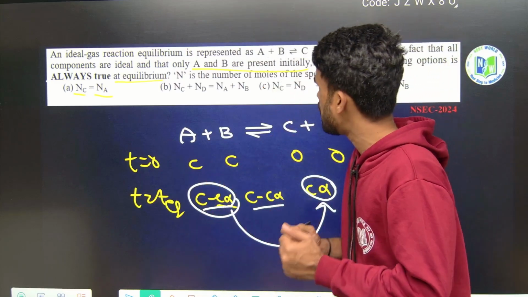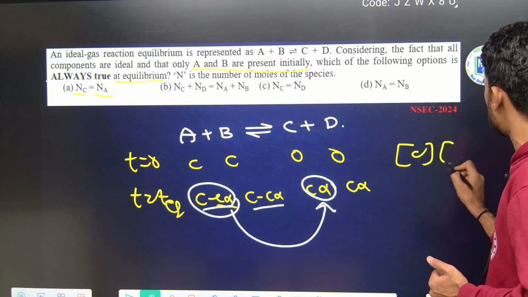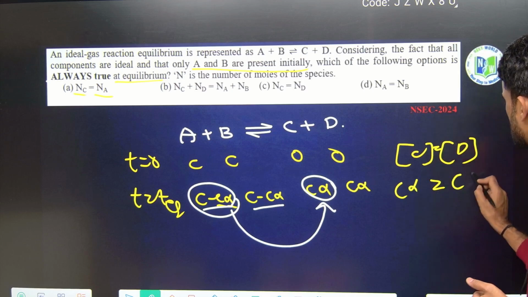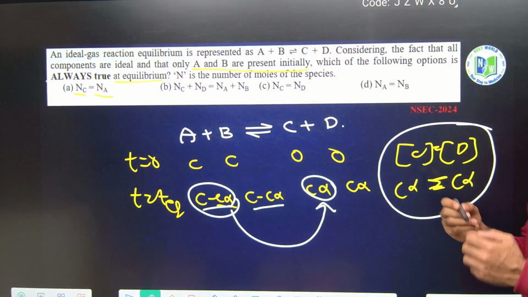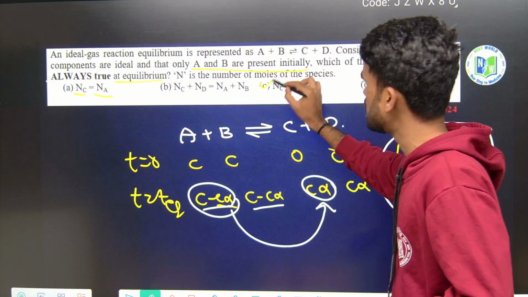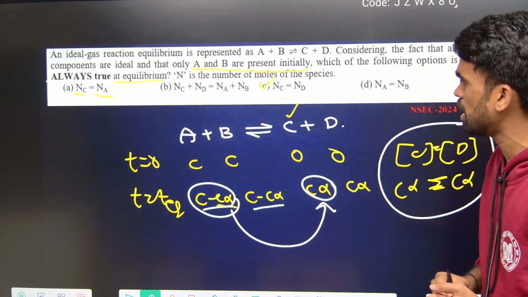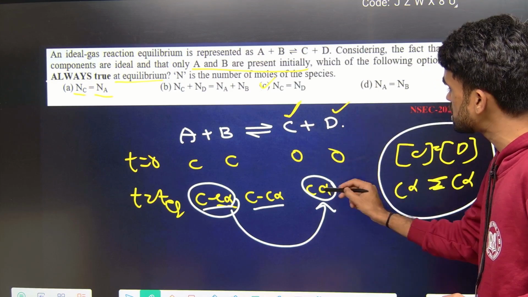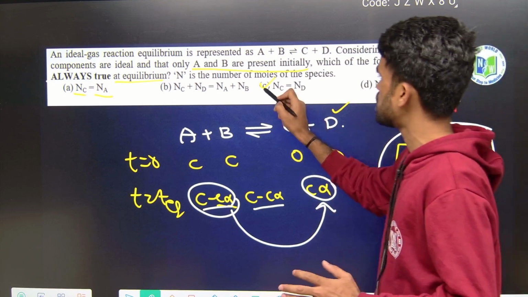But if you observe, the concentration of C and the concentration of D have the same value. This one has C alpha and this one also has C alpha. This can be true in all cases, at all times, which means the perfect answer for this question will be option C. Hope this is clear. So the number of moles of the products C and D can be equal because both have the same value, C alpha. So the most correct answer is C here.